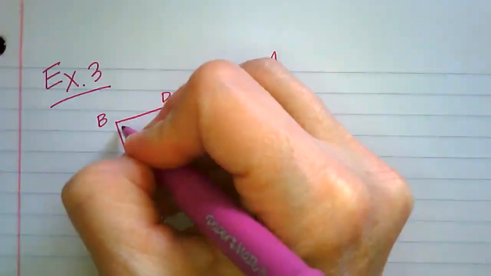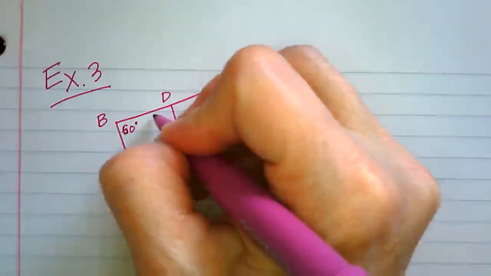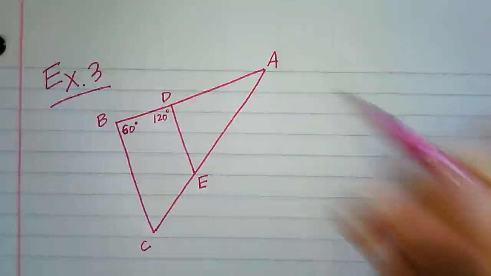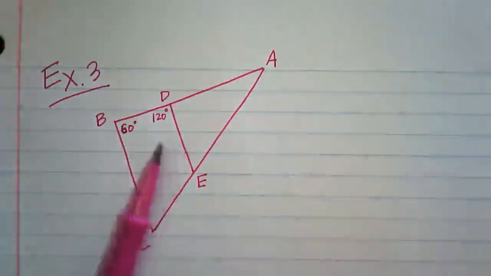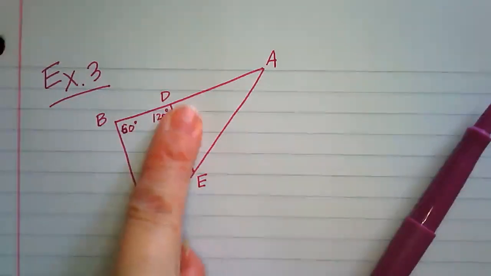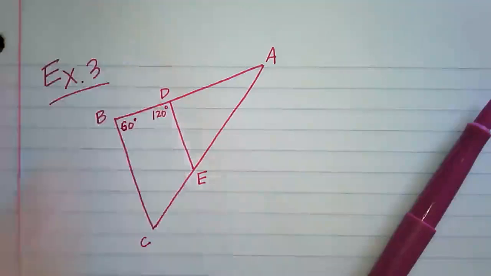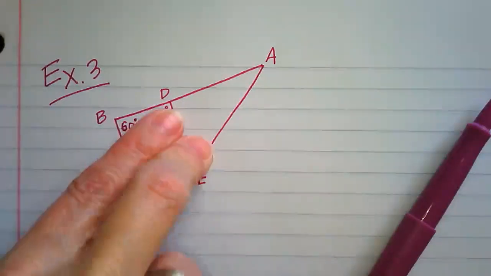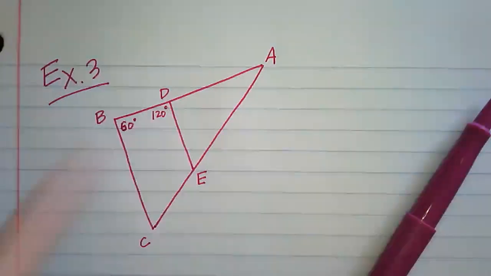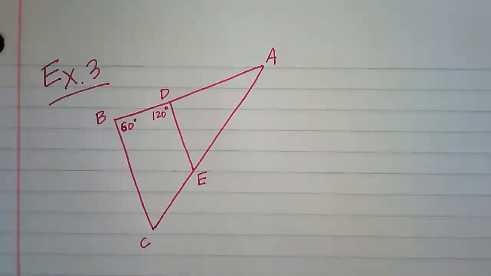All right, so I'm going to call this A, B, C, and then we'll call this D and E. Just pretend that this is 60 degrees, and this is 120 degrees. What I want to know is if the large triangle is similar to the little triangle. Obviously we're looking at the angles because we didn't give you any side measurements.